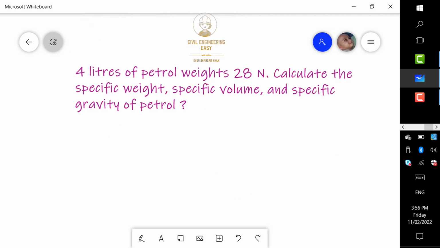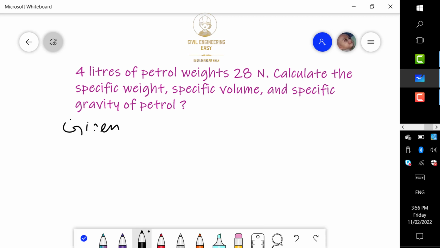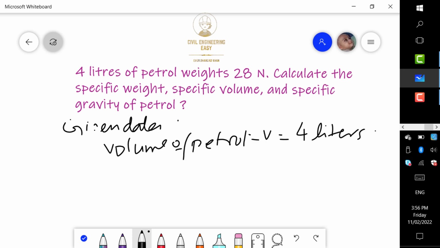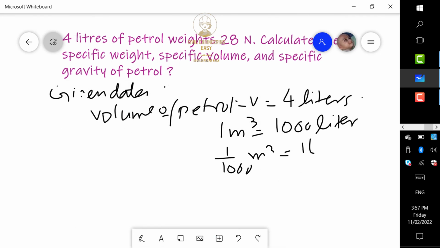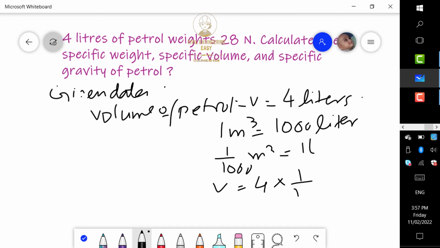In this numerical example, it is given that 4 liters of petrol weighs 28 Newton. Calculate the specific weight, specific volume, and specific gravity of petrol. In the given data, the volume of petrol is equal to 4 liters. In order to convert these liters into cubic meter, we have the relation that 1 cubic meter is equal to 1000 liters, and 1 liter is equal to 1 divided by 1000 cubic meter. Multiply this 4 with 1 divided by 1000. So 4 multiplied by 10 raised to power minus 3 cubic meter is equal to 4 liters.